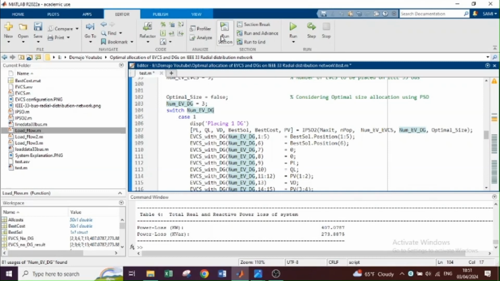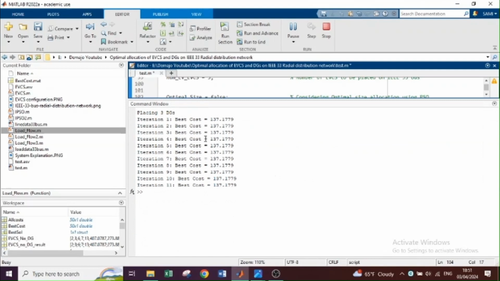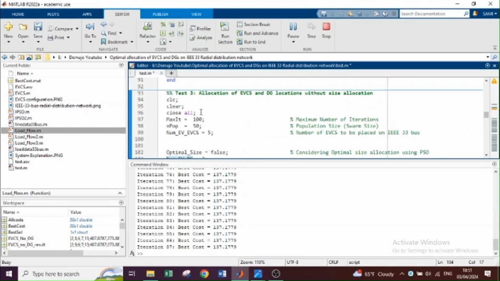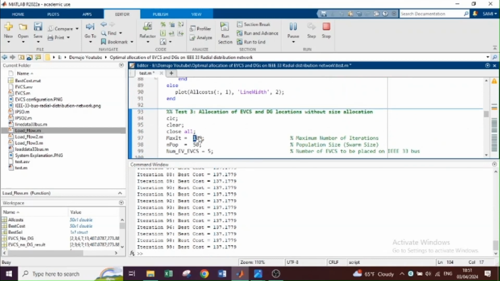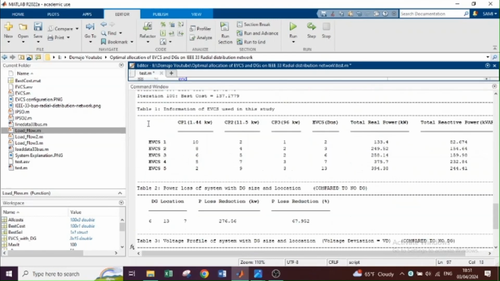By selecting the number of DGs to be 3 and running the test 3 section, we can see that the IPSO is looking for the best cost. Now you can see that the cost, which is the fitness of the IPSO, is drastically reduced. In test 2 we had 430 something, but now it's 137 with adding 3 DGs. Later on I'll explain what the sizes of the DGs are.